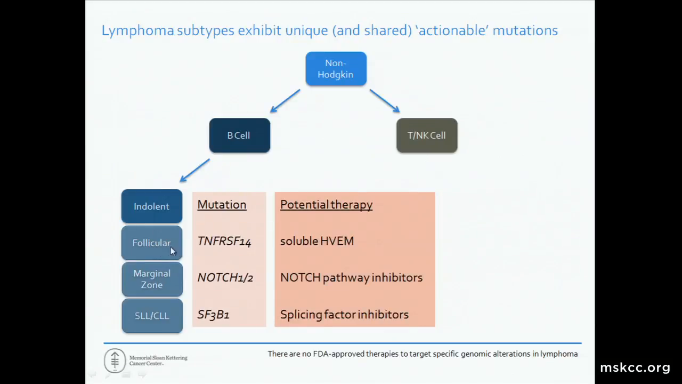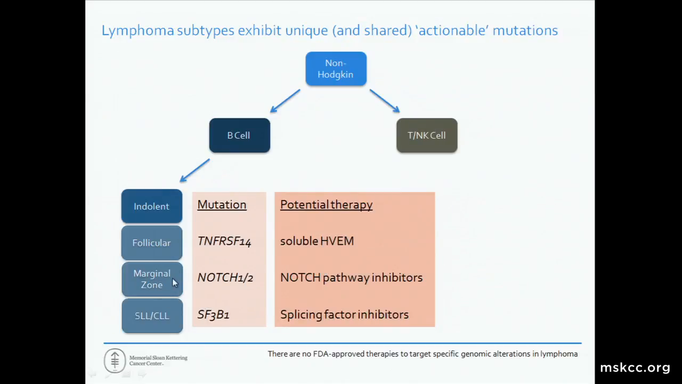As Dr. Dogan mentioned, follicular lymphoma is characterized by loss of this TNF receptor, which is important for regulating B and T cell interactions. And work by Guido Wendell here at MSK has recently shown that you can deliver this molecule back in a soluble or secreted form and then have a dramatic effect on the follicular lymphoma.